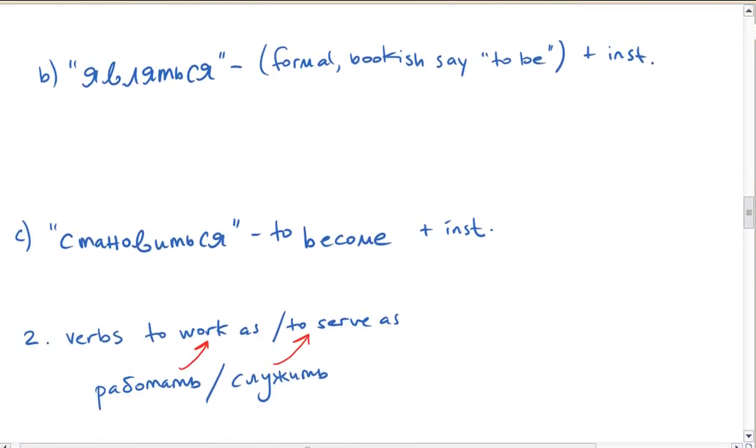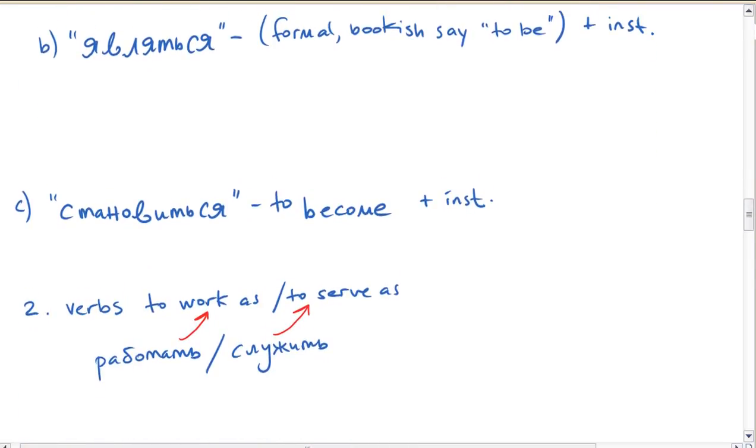So, являться, this is a more bookish or formal way to say to be, but it means basically the same thing. And you're not going to come across it as much in spoken Russian, but you will see it written. And let's look at an example.